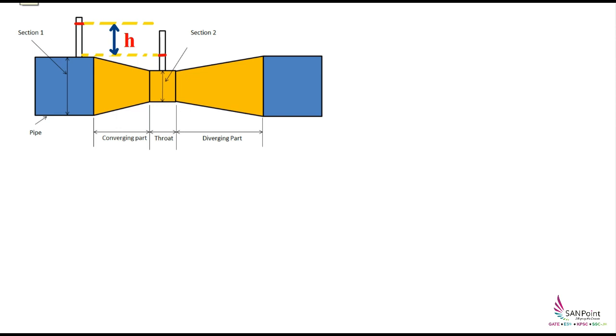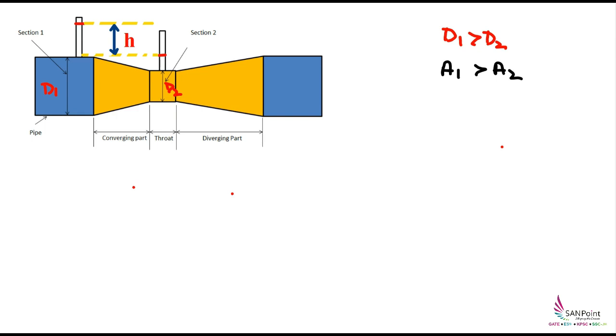Here you can see that at the throat the diameter of the pipe is less, while the pipe section has the diameter D1. So here the diameter is D1. At section 2, which is the throat section, the diameter is D2. So I can say that D1 is greater than D2. Also we can write the relationship for the area at section 1 and section 2. So A1 will be greater than A2.